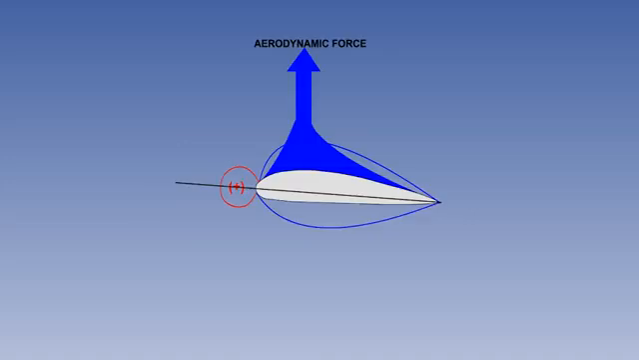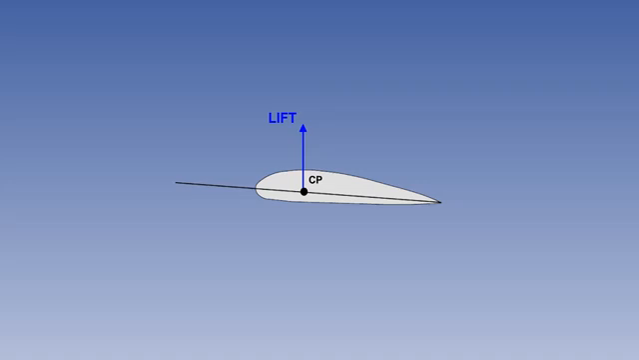The whole surface of the aerofoil contributes to lift, but the point along the chord where the lift is effectively concentrated is termed the centre of pressure. The location of the centre of pressure, or CP, is a function of camber and lift coefficient, which depends partly on angle of attack.